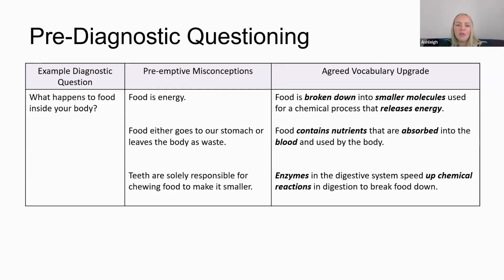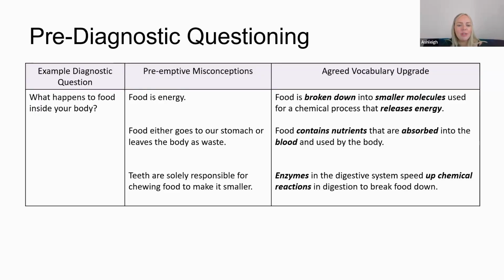The middle one, food goes to our stomach or leaves the body as waste. Well, they're correct. The food does go to our stomach and it does leave the body as waste. However, there's much more to it than that. Food contains nutrients that are absorbed into the blood and used by the body. And again, that links to the point above it. They're used for chemical processes that release energy.